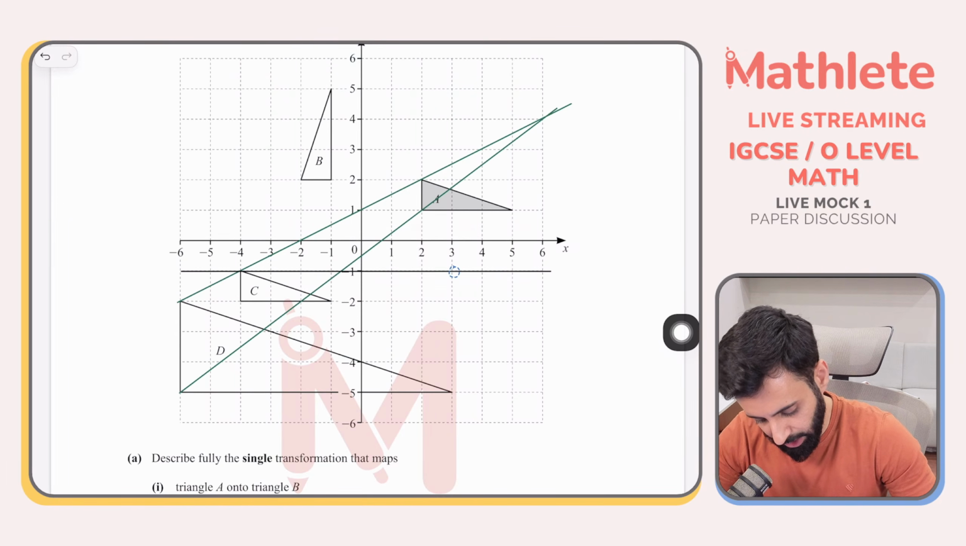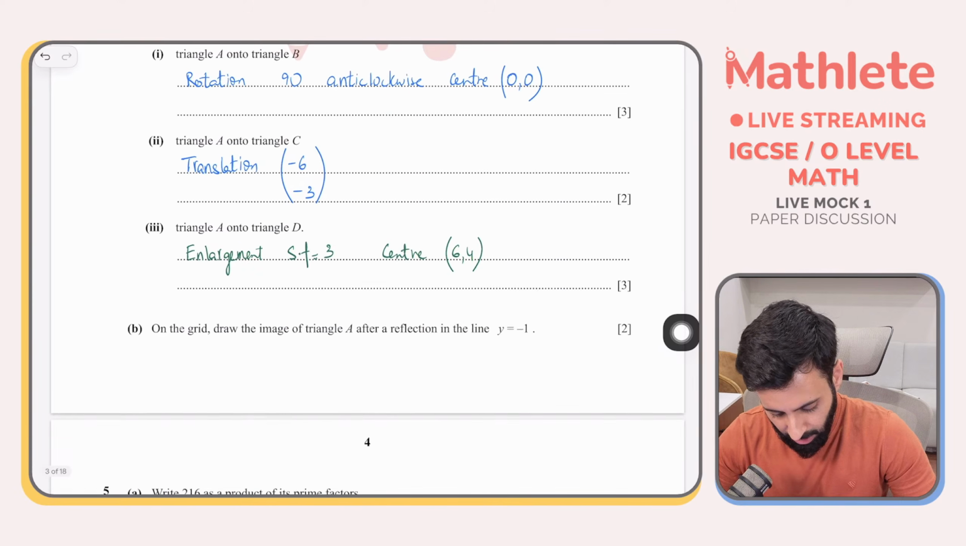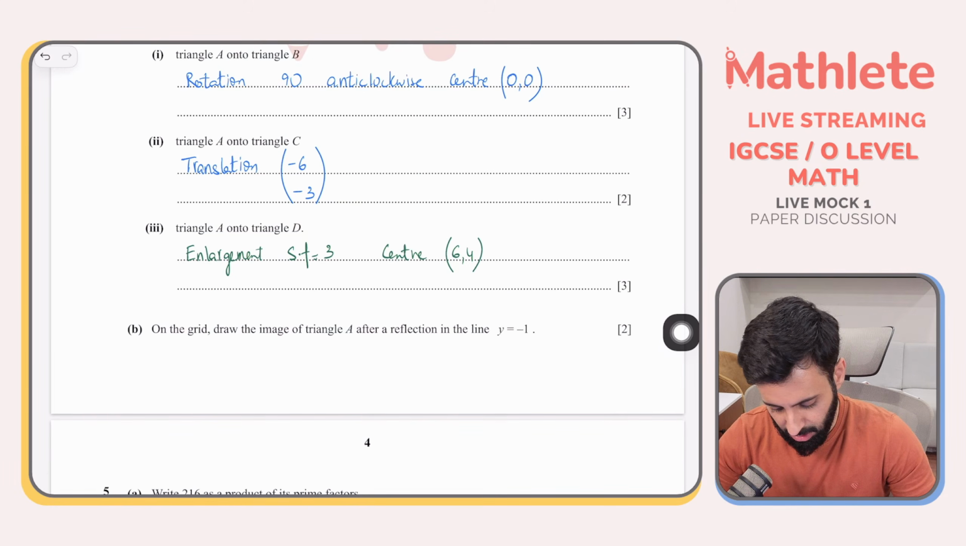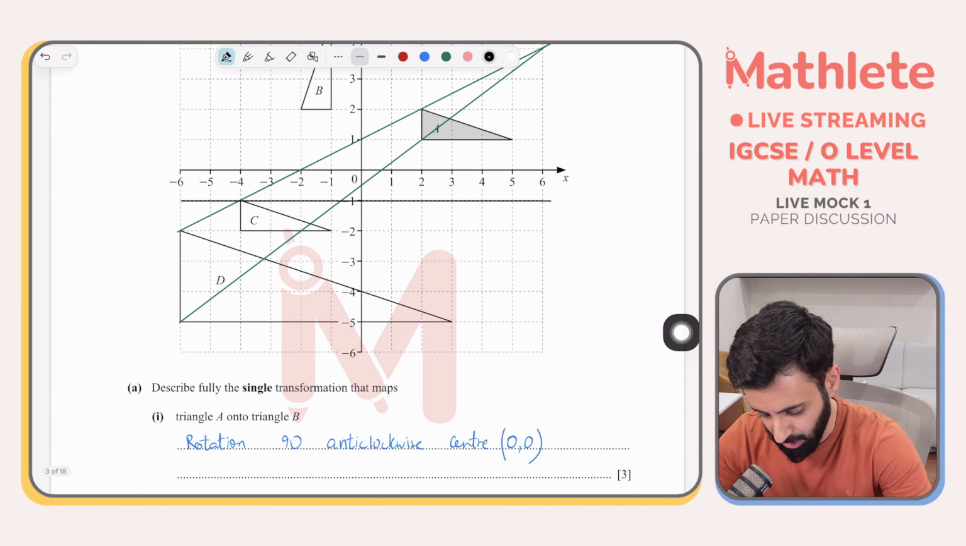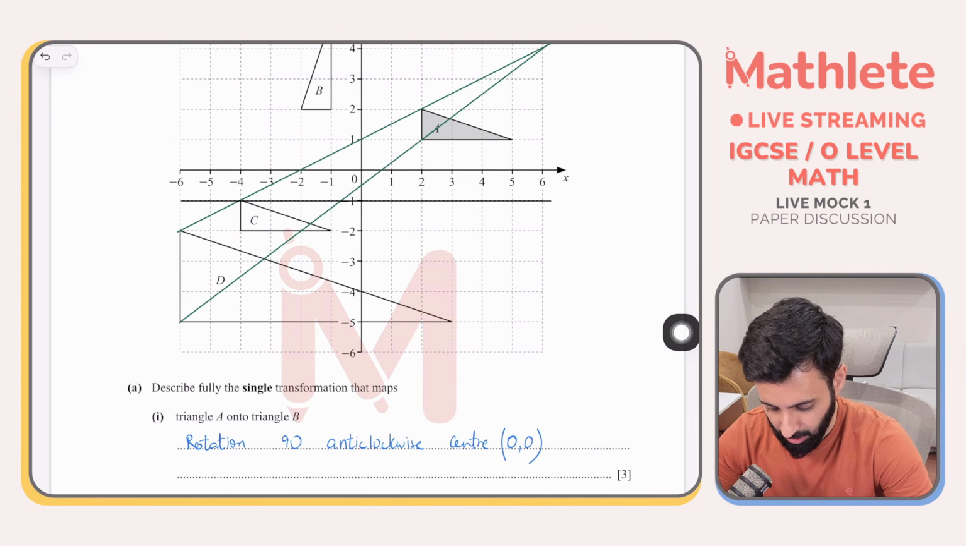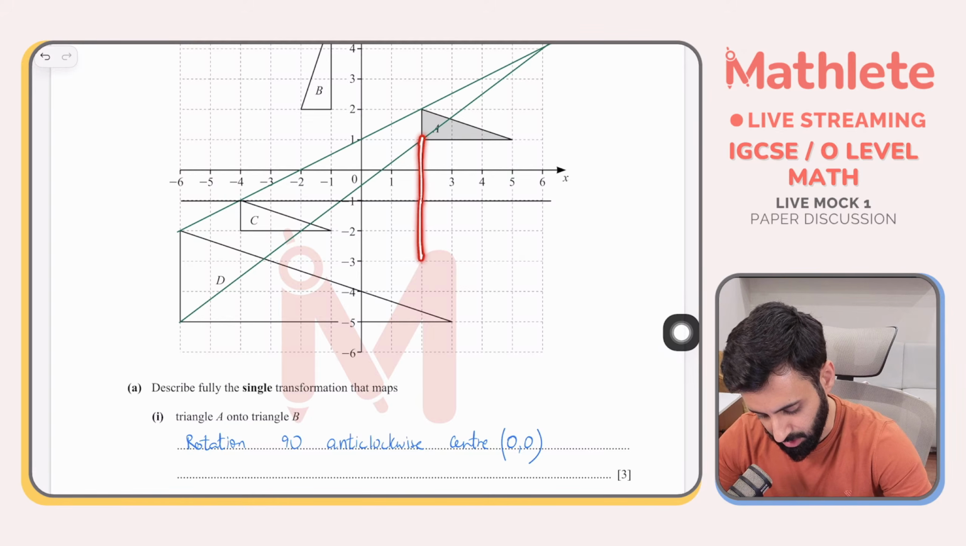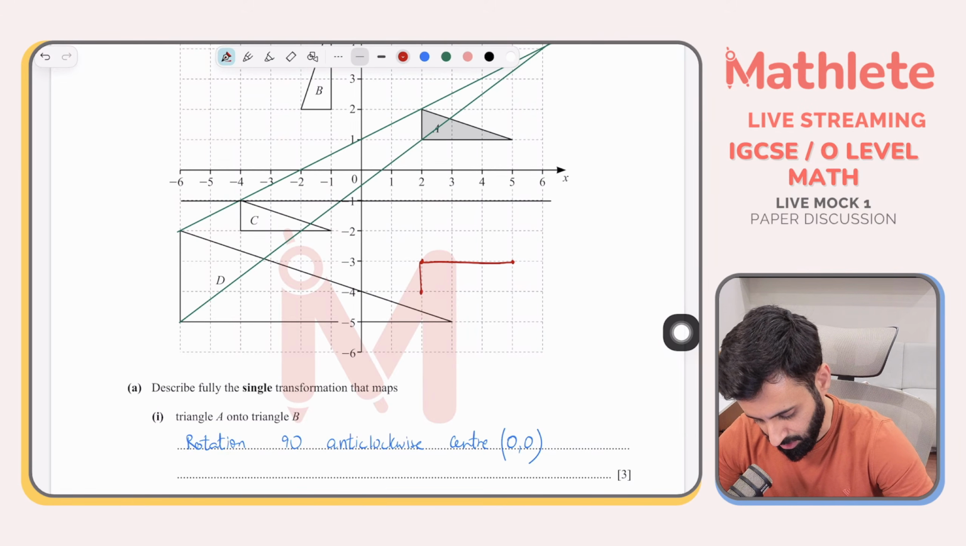So this is the line y equals to minus 1. And it says on the grid, draw the image of triangle A after reflection in the line y equals to minus 1. So all you have to do is draw the image of A. So count how far it is from the line of reflection, and we're going to change. If it's up, let's bring it down. So 2 units up, let's bring it 2 units down. So here it is. 2 units up, bring it 2 units down. Here it is. 3 units up, bring it 3 units down. Here it is. There you go.